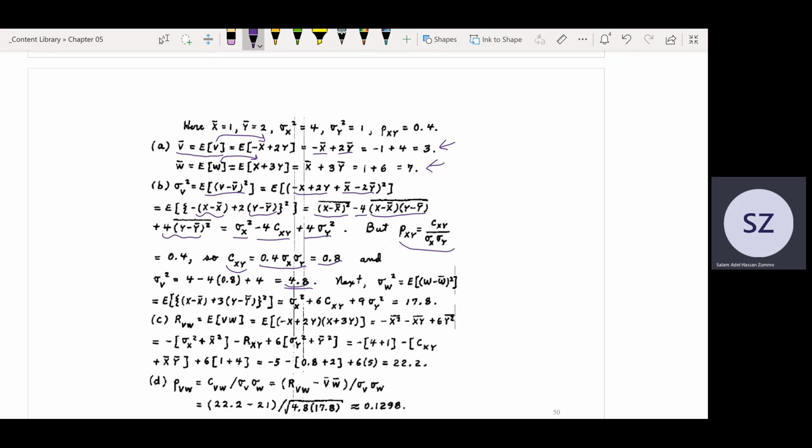So sigma W squared, which is the variance of W, by following similar notation, you end up with this equal to sigma X squared plus 9 sigma Y squared plus 6 covariance XY, and when you put them together, it will be 17. That's the problem. Any questions, guys?